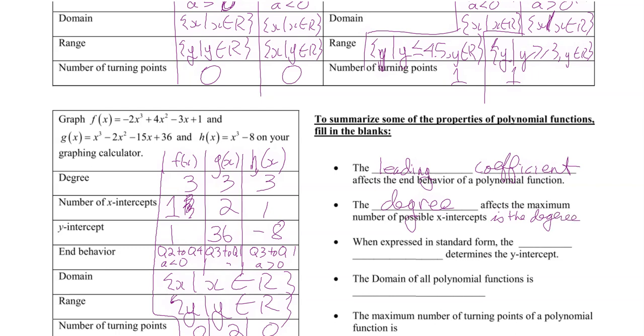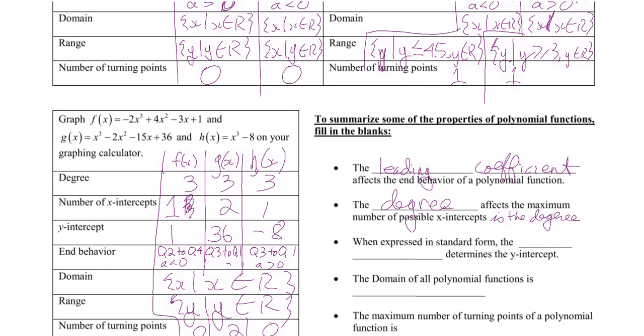So not only does it affect it, but it also tells you what the maximum number is. And remember, that's max. Without graphing it, you can just say max. It's a cubic. It could have three x-intercepts. We don't know. It has to have at least one because it has to cross through, right? Going from low to high or high to low. So it has to have at least one, but it could have three, or it could have two.